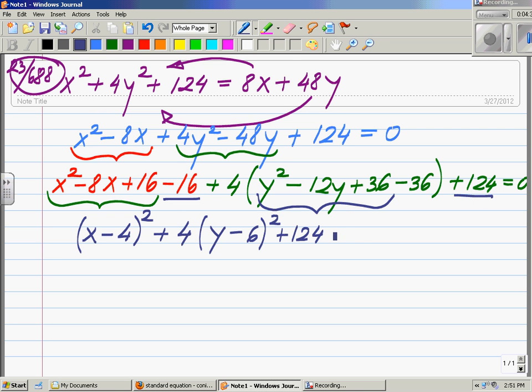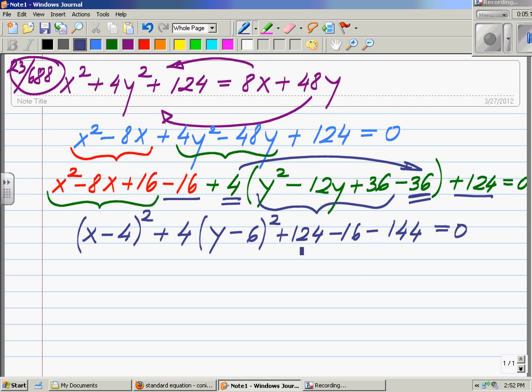Now, you can put plus 124, it was already there. And now I have minus 16. And don't forget this 4 needs to be multiplied by that negative 36, right? So it'll be minus 4 times 36. 4 times 6 is 24. 4 times 3 is 12, plus 2, 144 equals 0. Alright?